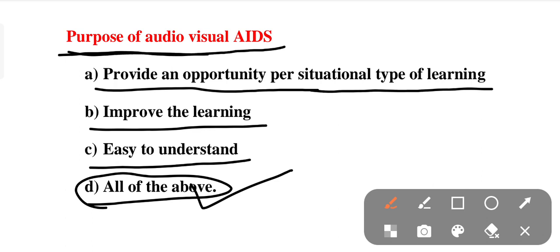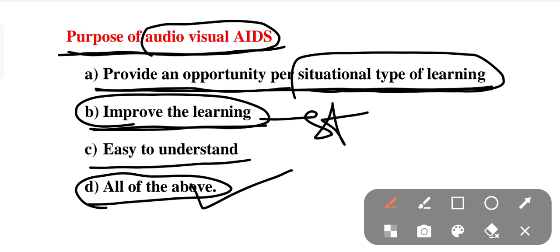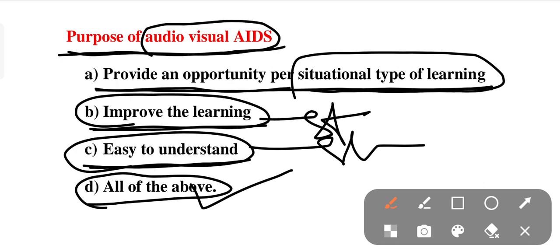So by using audio visual aids, the teachers can provide an opportunity for situational type of learning, and improve the learning of the students or learners, whoever they are. And the next one is easy to understand for the students or learners. So what is the purpose of audiovisual aids? It can give the situational type of learning, it will improve the learning process of the students, and it is also easy to understand.